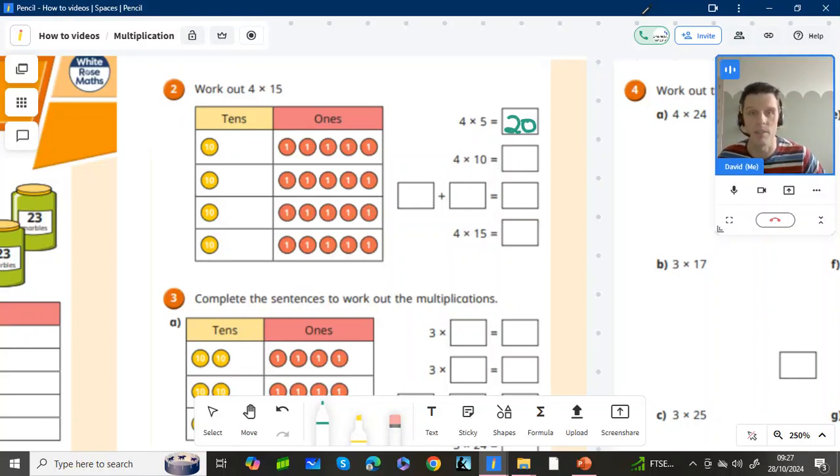So here now we're going to count the tens. So it's 10, 20, 30, 40. And then I'll leave you to do the rest of the question. Pause the video here to complete the question.